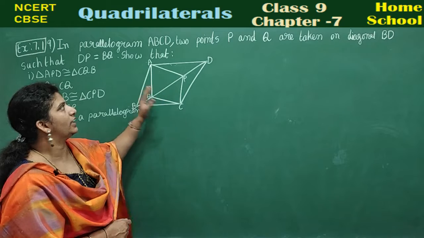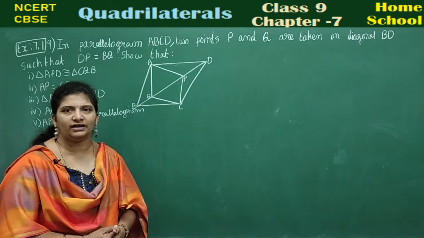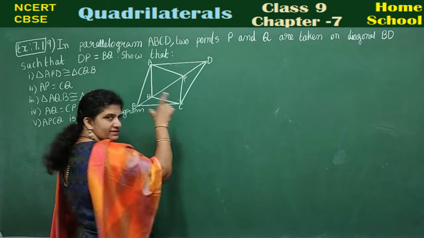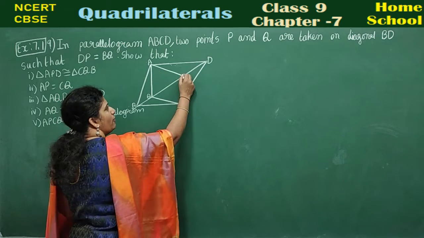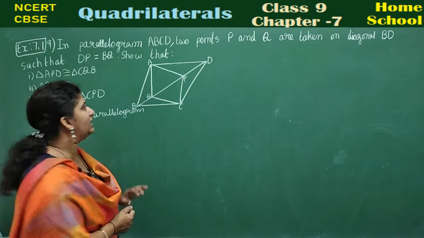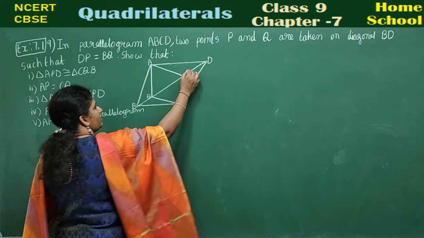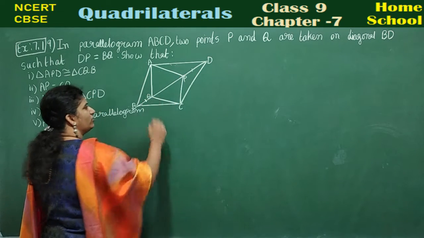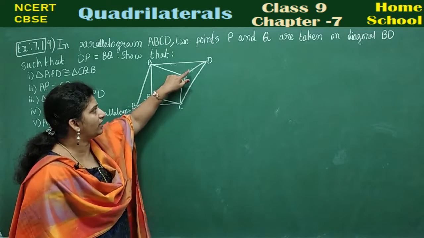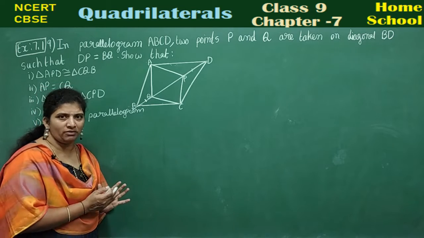ABCD is a parallelogram. Two points P and Q are taken on diagonal BD. Observe here, BD is a diagonal. On this diagonal, point P and point Q are taken such that DP is equal to BQ. To show this, DP is equal to BQ, I have marked with a single line. Okay, so understand here what the problem is.